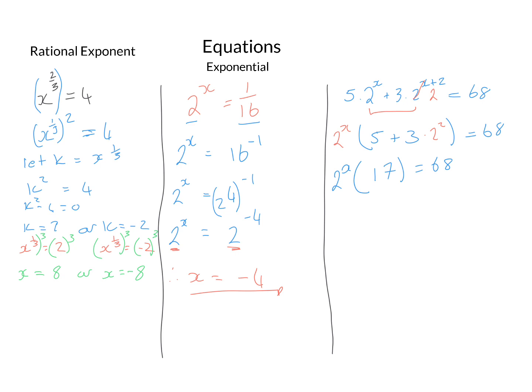What I want to do now is divide both sides by 17. That'll leave me with 2 to the x equals 68 divided by 17, which is 4. And I'm back to somewhere over here. Similar kind of question. Change this 2 to the x into 2 squared, and so therefore drop my base, x is equal to 2. And there we have it.